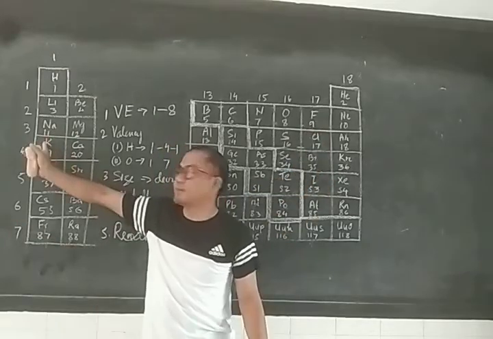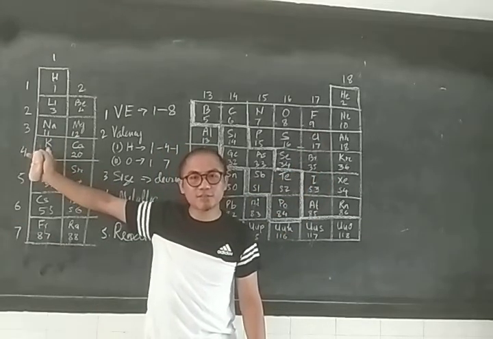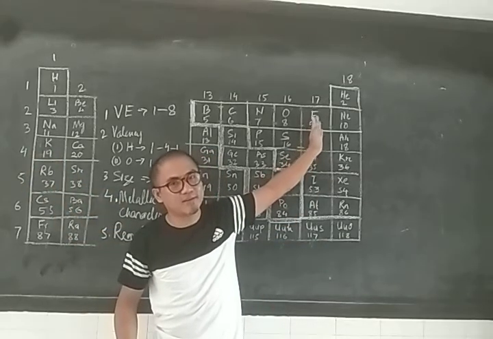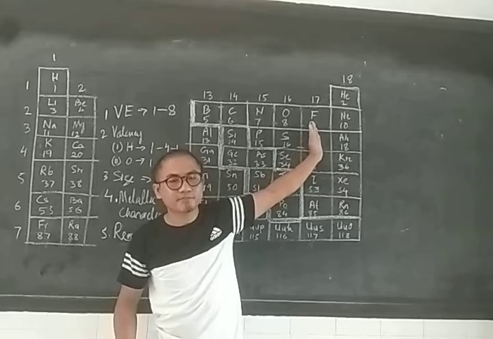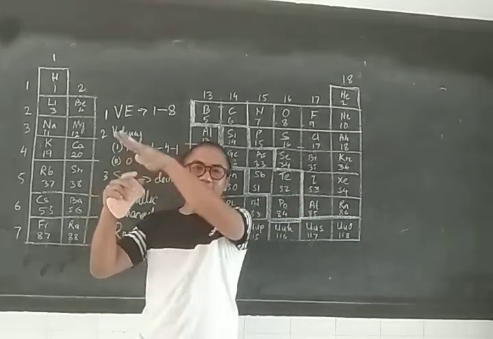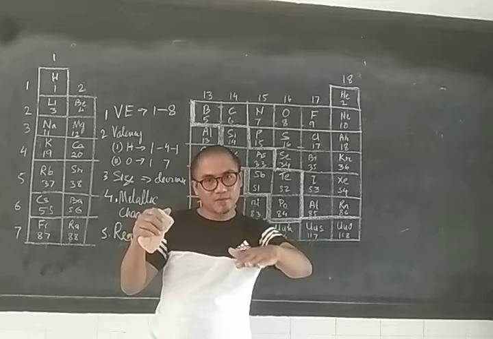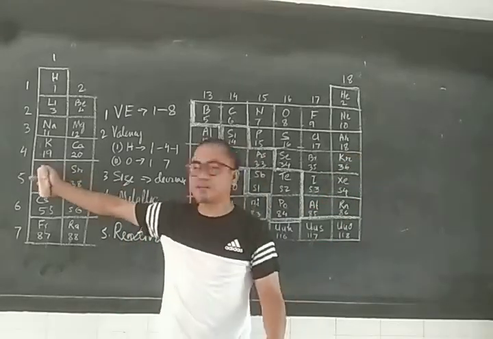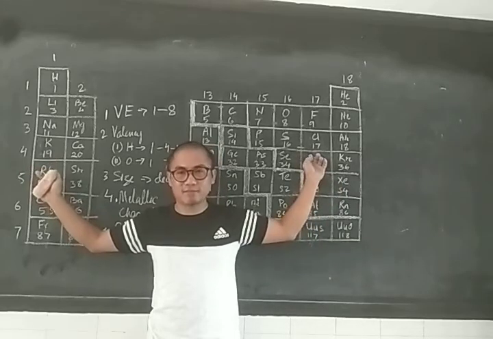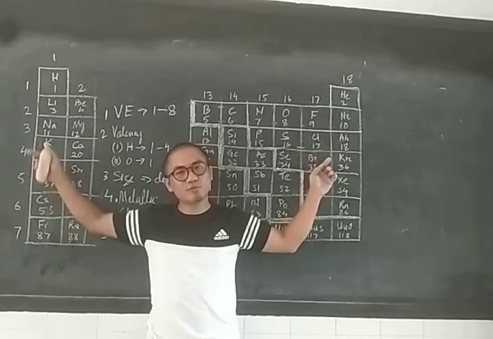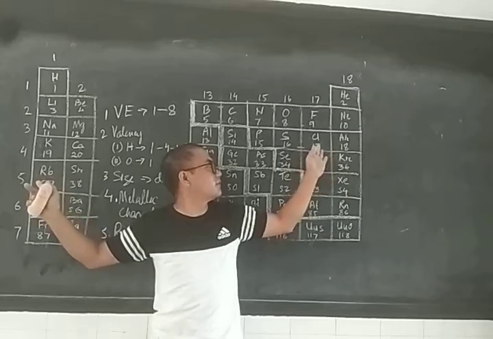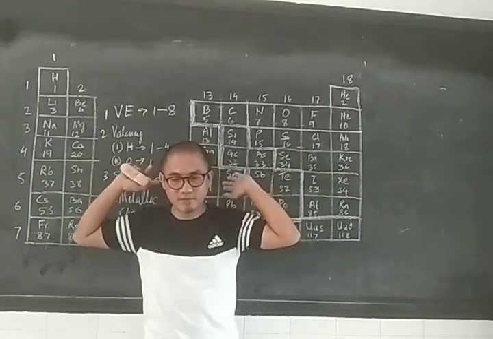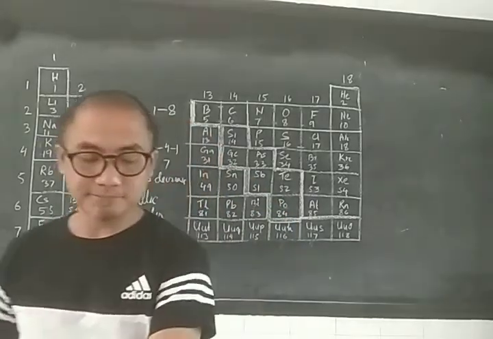In the metal group, the first group is the most reactive. The reactivity goes down like this, and after that it increases. That means these two are the most reactive metals and non-metals. Most reactive metal, most reactive non-metal, and less reactive in between, it will come down. I hope that it's clear.